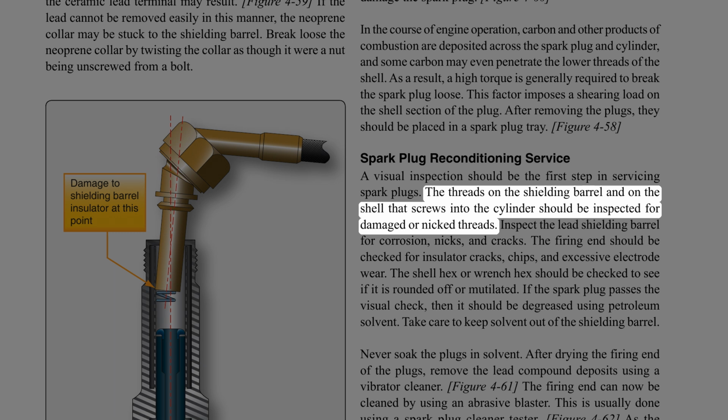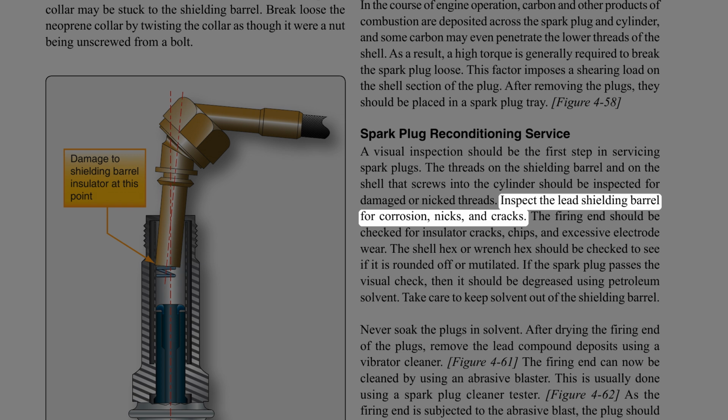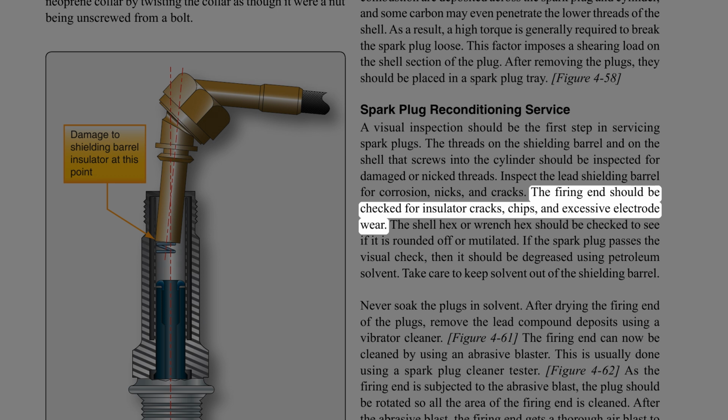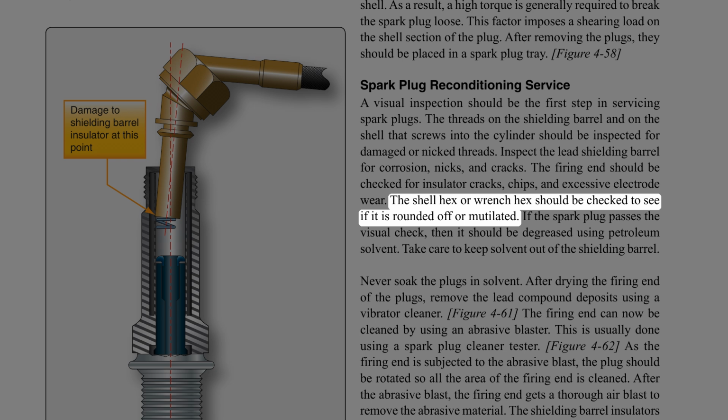The threads on the shielding barrel and on the shell that screws into the cylinder should be inspected for damaged or nicked threads. Inspect the lead shielding barrel for corrosion, nicks, and cracks. The firing end should be checked for insulator cracks, chips, and excessive electrode wear. The shell hex or wrench hex should be checked to see if it is rounded off or mutilated.